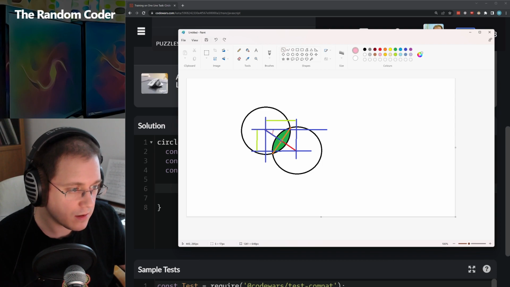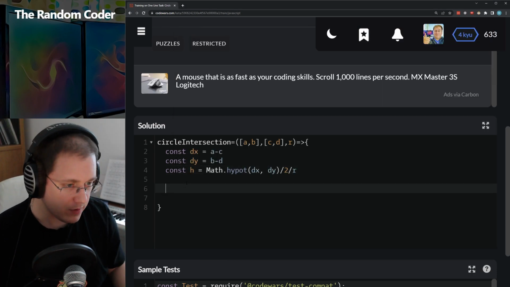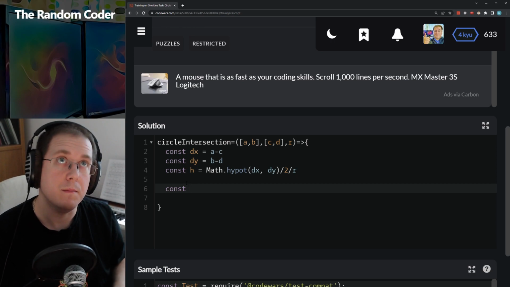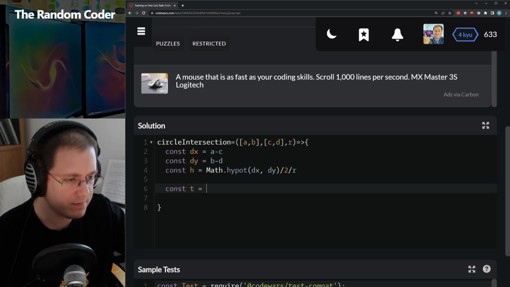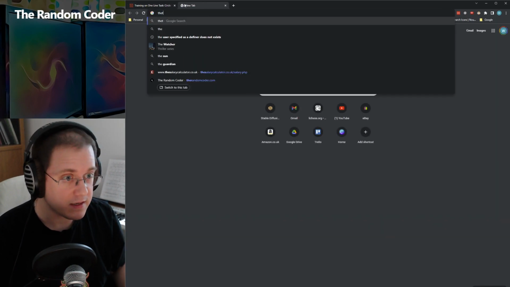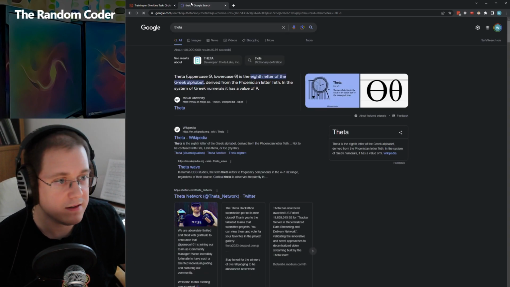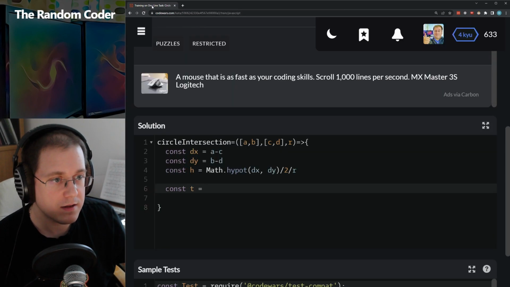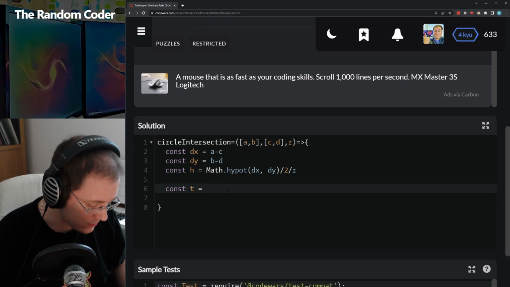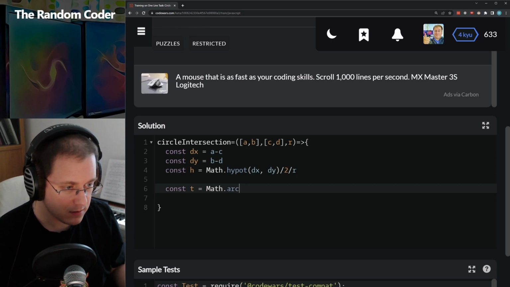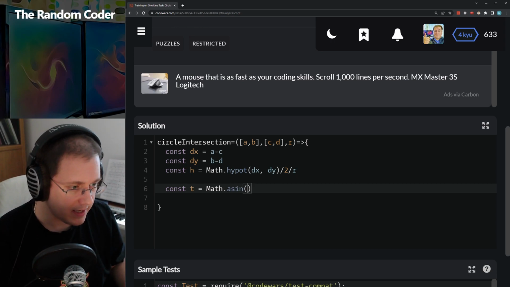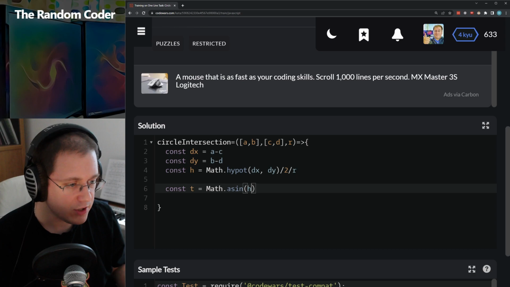essentially the cosine there. So if we do const t, I suppose, for theta, which I think is what that symbol is. Let's quickly Google it. Theta. Yeah, cool. t equals Math.asin. Yeah, it's asin, I think. asin of h will give us an angle.